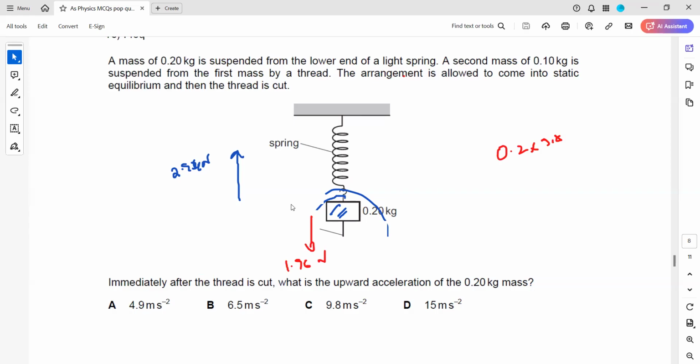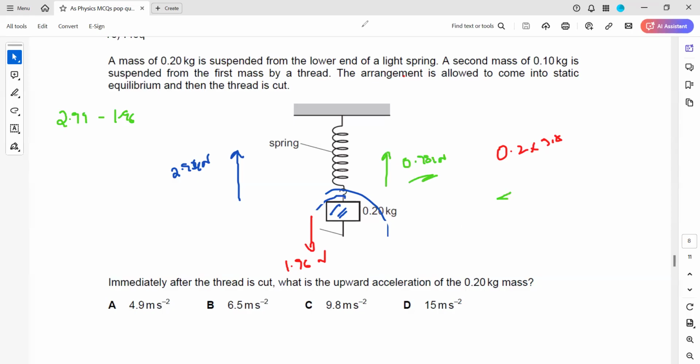So now the downward force is 1.96 newtons and the upward force from the spring, because the spring has a restoring force, it will try to pull this object. So as a result, what will be the resultant force on this? Because the two forces are acting in opposite directions. So 2.94 is acting upward and 1.96 is acting downward. So the resultant force which the mass will experience is 0.98 newtons.